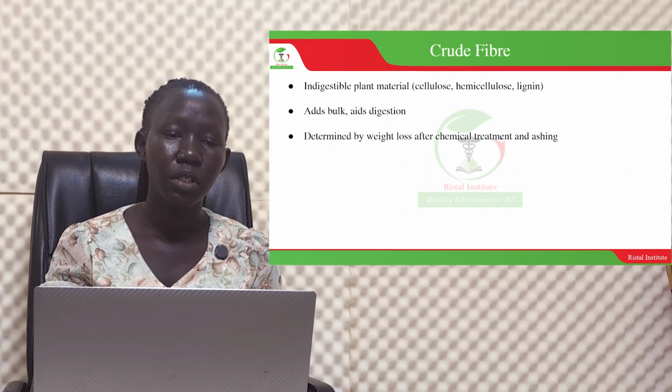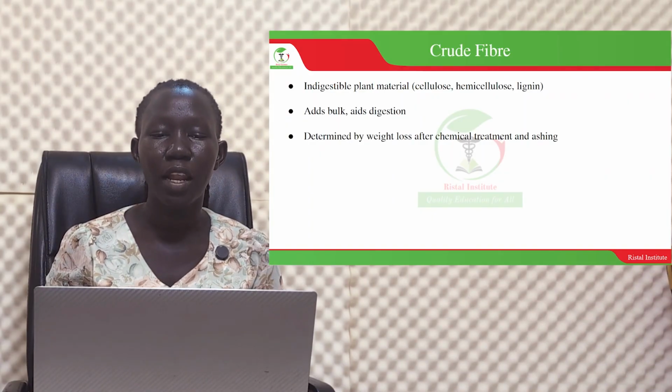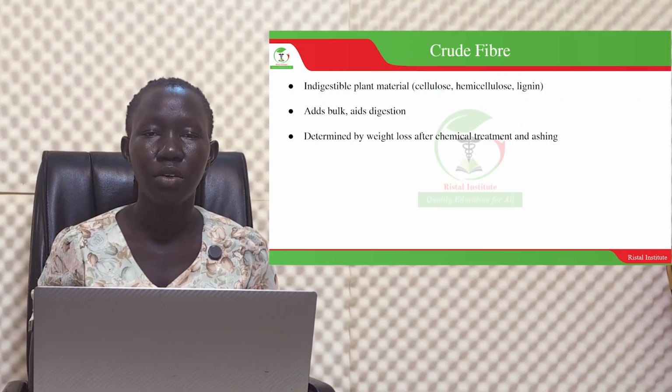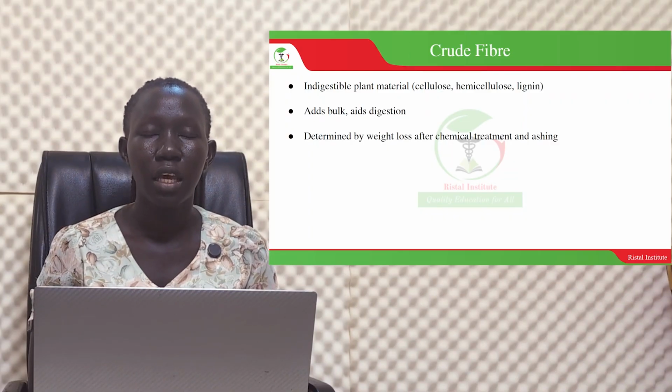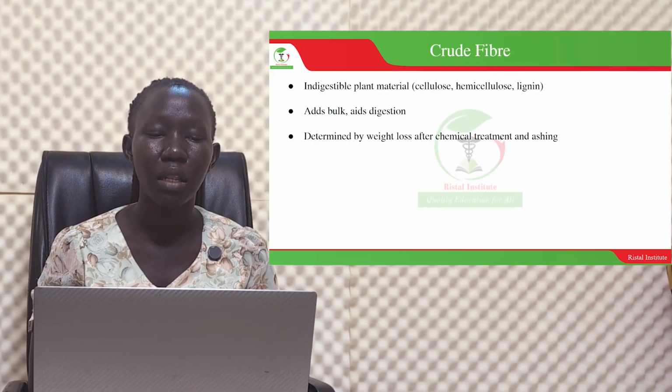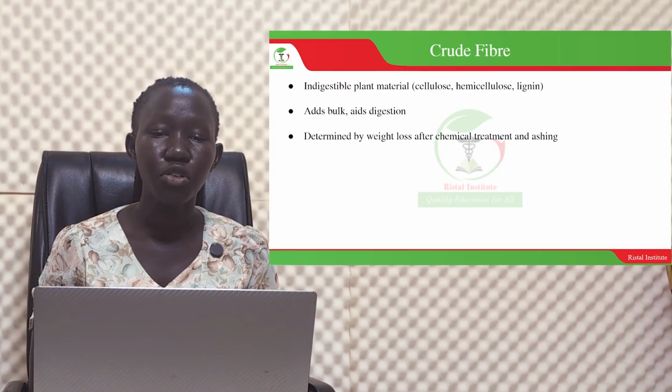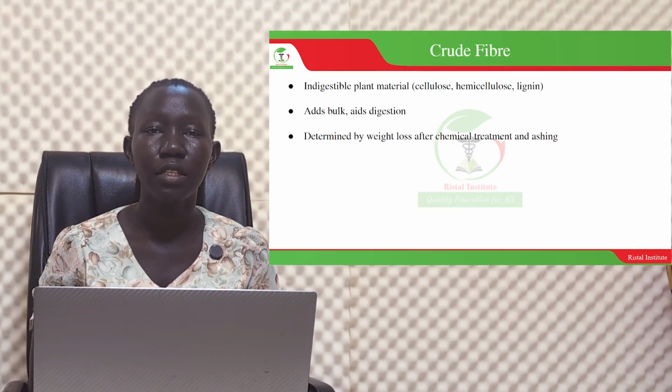Crude fiber is an indigestible plant material that contains basically cellulose, hemicellulose, and lignin. It has a major function of adding bulk to the stool and also aids in digestion. The amount of crude fiber can be determined by weight loss after chemical treatments and ashing.